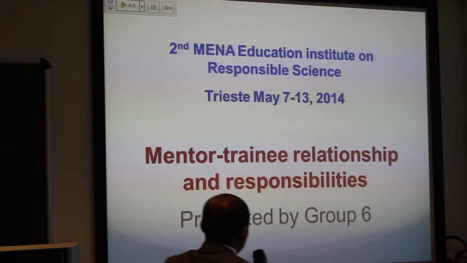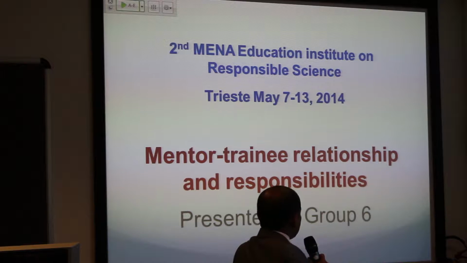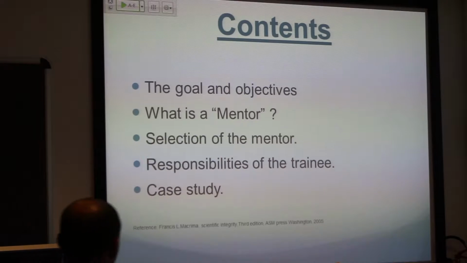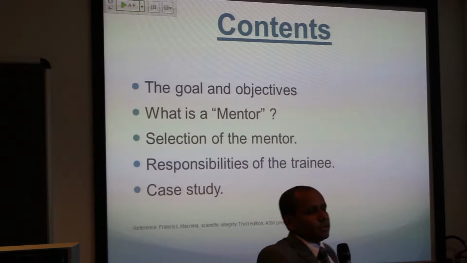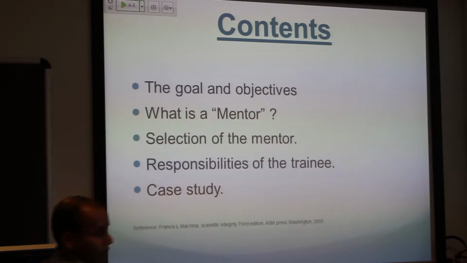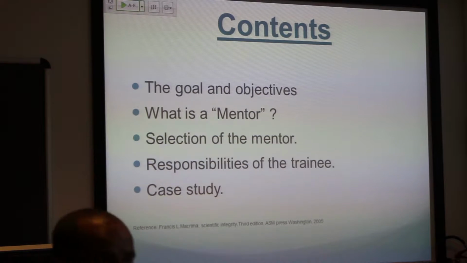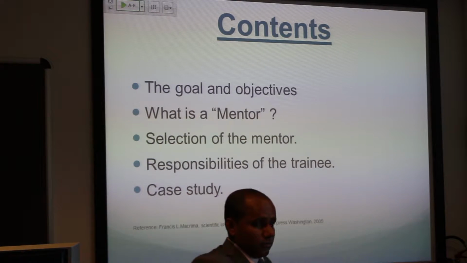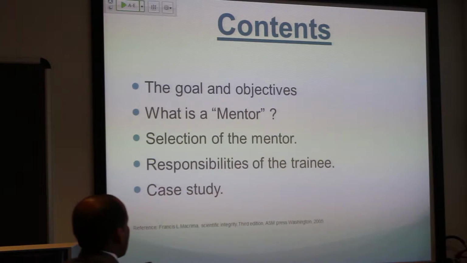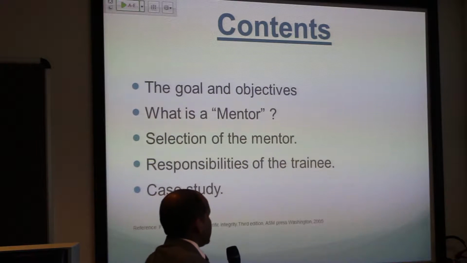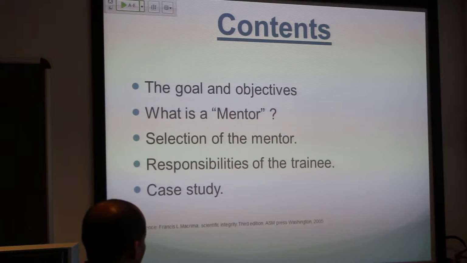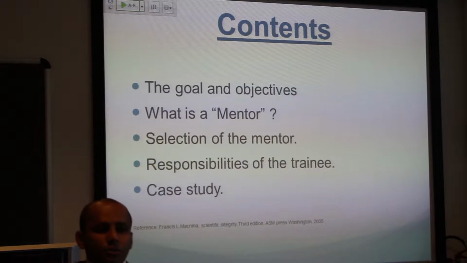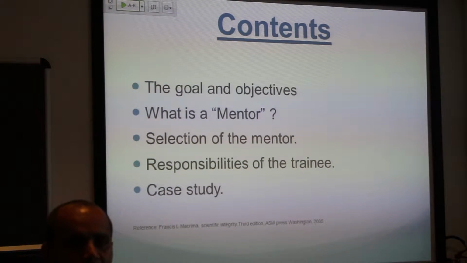The subject of this presentation: mentor, trainee, relationship, and responsibility. The content has five different points. The first, the goal and objectives: determine the goal and objectives of this presentation. The second point, what is a mentor? Define mentors. The third point, selection of mentors. The fourth point, responsibility of the trainee. And the final point, discussion of case studies as models.